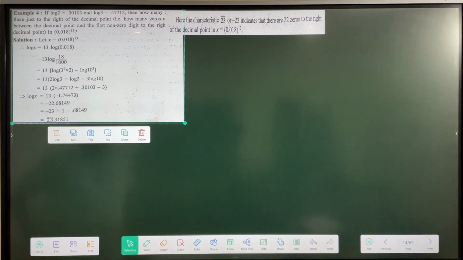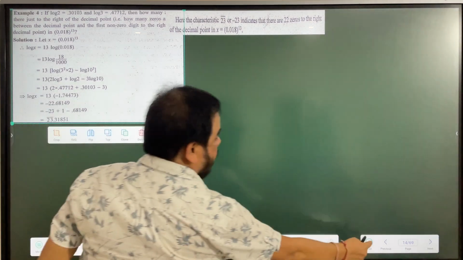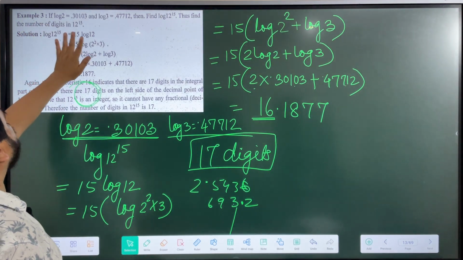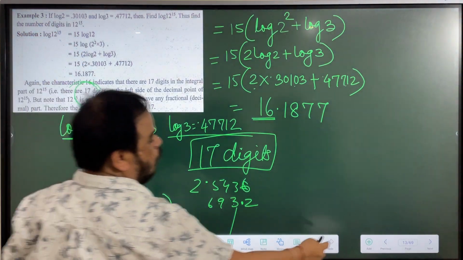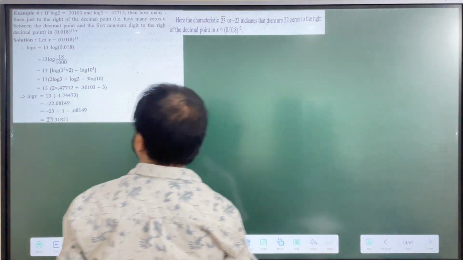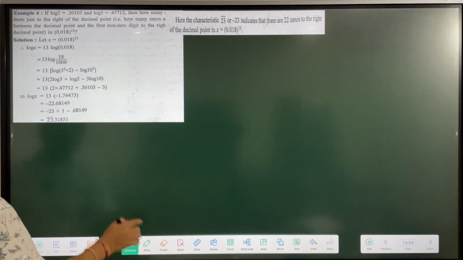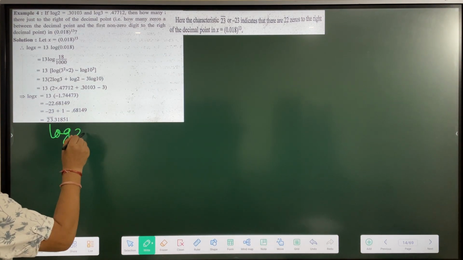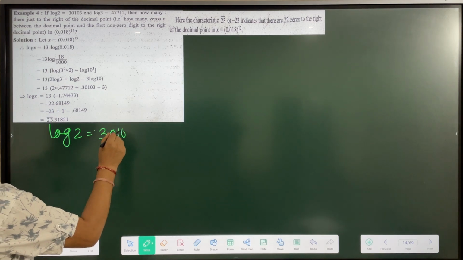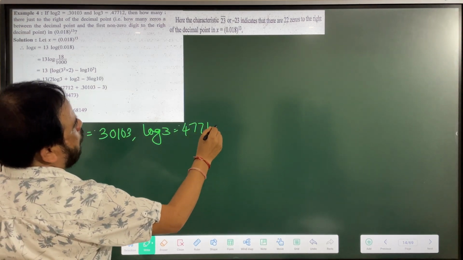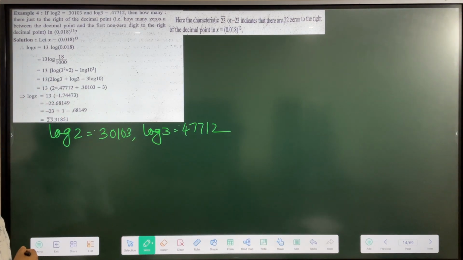Now this is a little different. In the previous sum we directly got positive 15 log 2, so it was a positive number. Now we are going to get a negative number. If it is a negative number, what will happen? Look here. Here also log 2 is given as 0.30103 and log 3 is given as 0.47712.